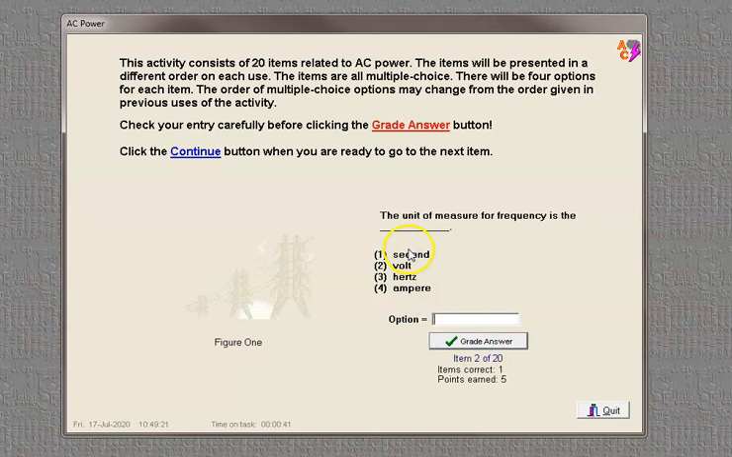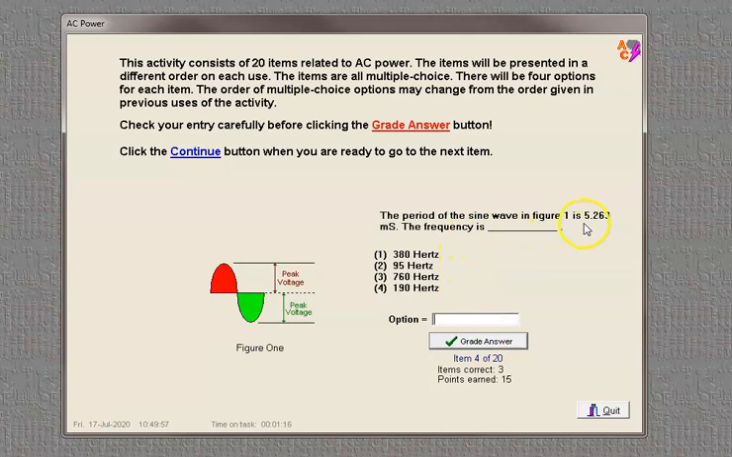Correct. Question number 2, unit of measure for frequency. It's given in the information, is the hertz. That would be number 3. AC power can be distributed efficiently over long distances by using transformers. We use transformers to step up the voltage so that we can send it more efficiently, since higher voltage is easier to send than higher current. So we will go with number 2.